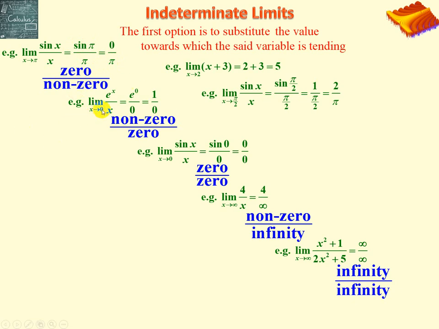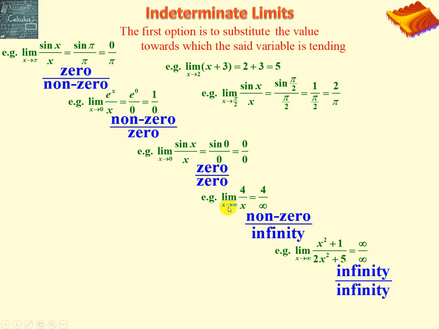This next one, limit as x tends to 0 of e to the x over x. Well, e to the 0 over 0. That gives me 1 over 0. So here's the next category, non-zeros over 0. Looking at the next one, substituting 0, we'll have sine of 0 over 0. There you are. Which is 0 over 0, which is the next sort of category.